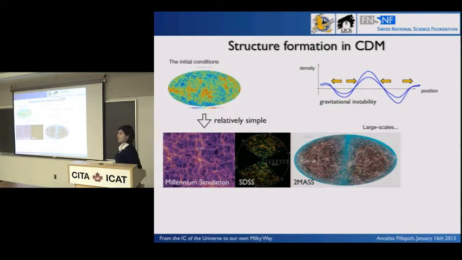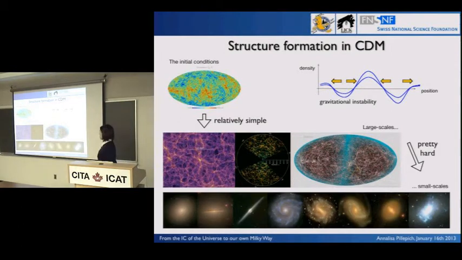Here I'm showing a snapshot of the Millennium simulation, which is an N-body only simulation of a cosmological volume. Within this context, luminous objects like galaxies and clusters reside in gravitating dark matter halos. But while this passage is relatively simple, the passage from large scales to small scales is much more complicated. For example, we are not able to reproduce the huge variety in morphology of luminous objects at galactic scales that we observe, for example, in these images from SDSS.